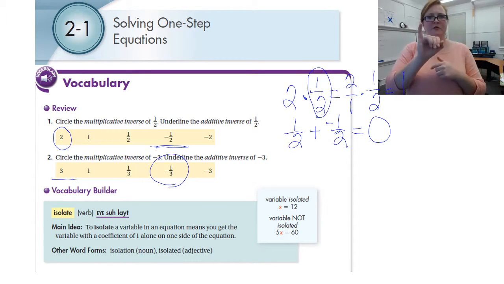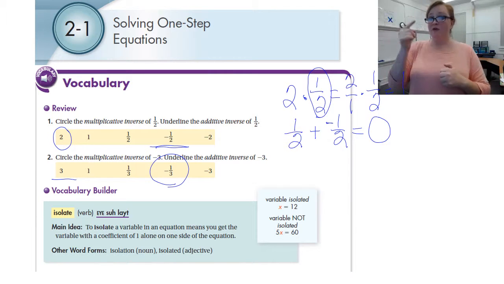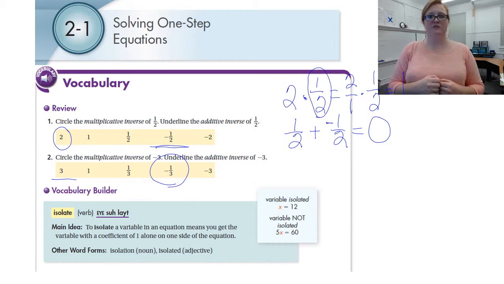Vocabulary builder. Isolate. To isolate a variable in an equation means you get the variable with the coefficient of 1 alone on one side of the equation. In the box, you can see an example. When the variable is isolated, you see x equals 12.